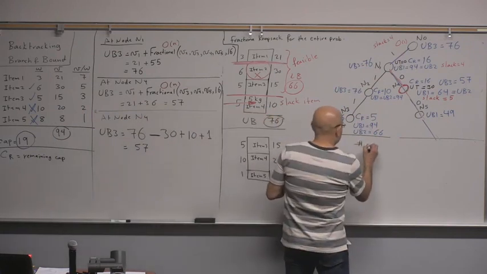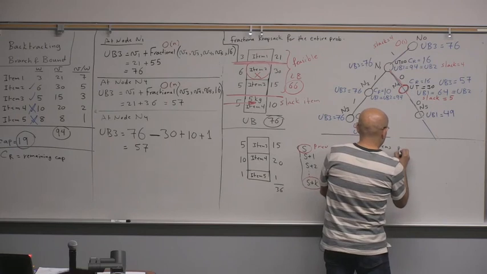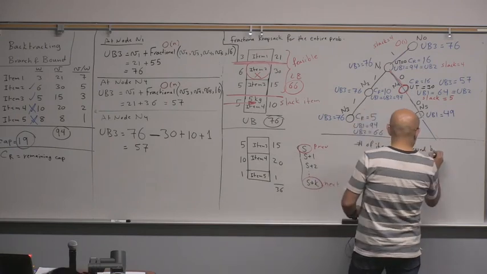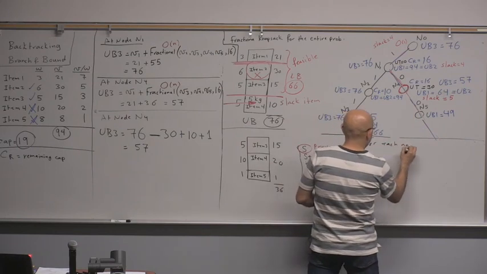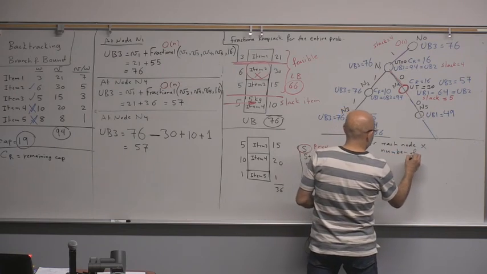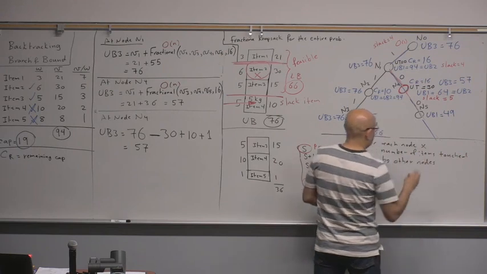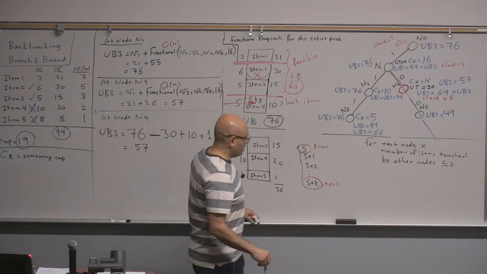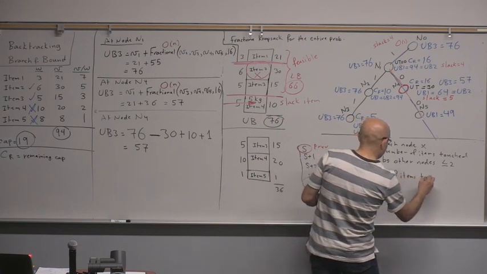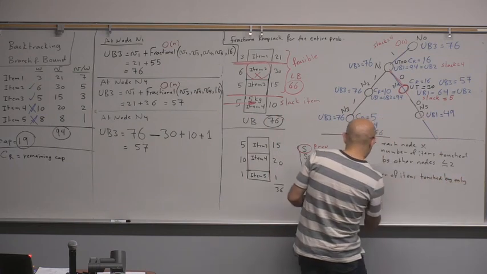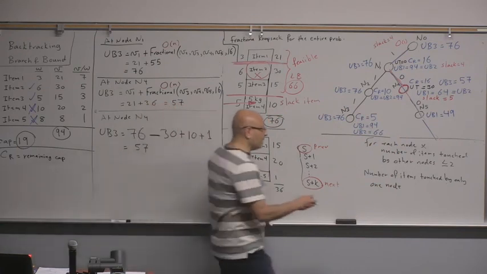So the number of items touched, or processed, let's say processed, for each node x: the number of items touched by other nodes is less than or equal to 2. Now, the number of items touched by only 1 node is going to be less than or equal to n.